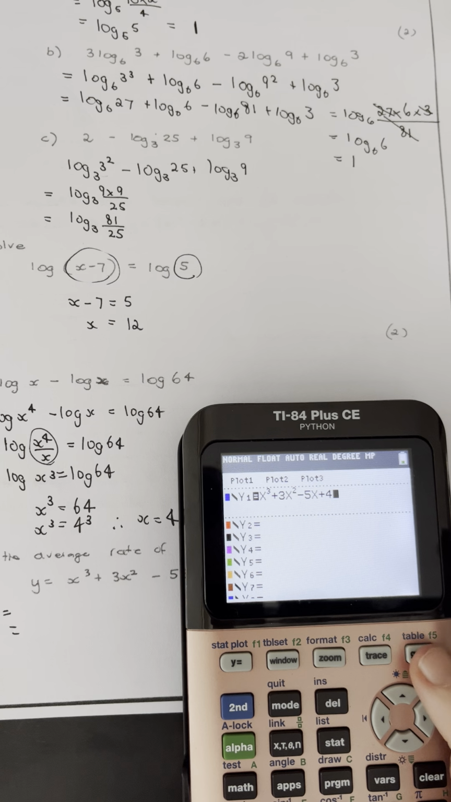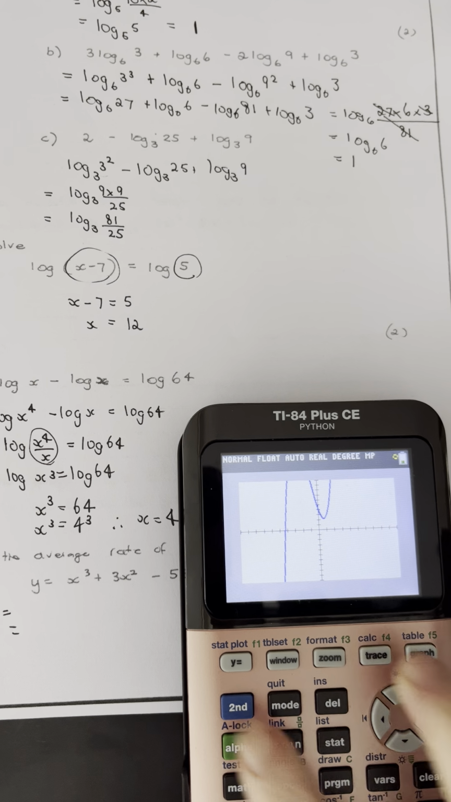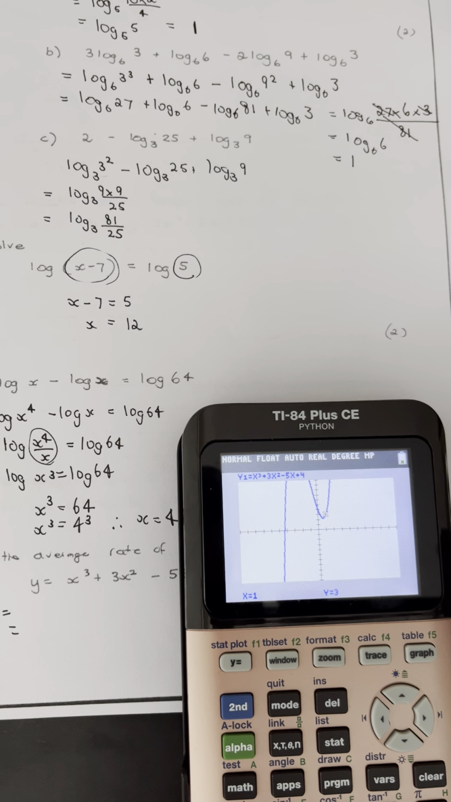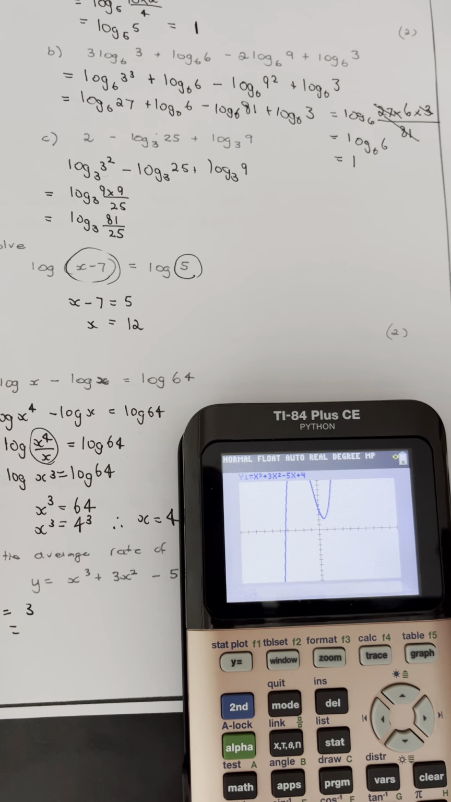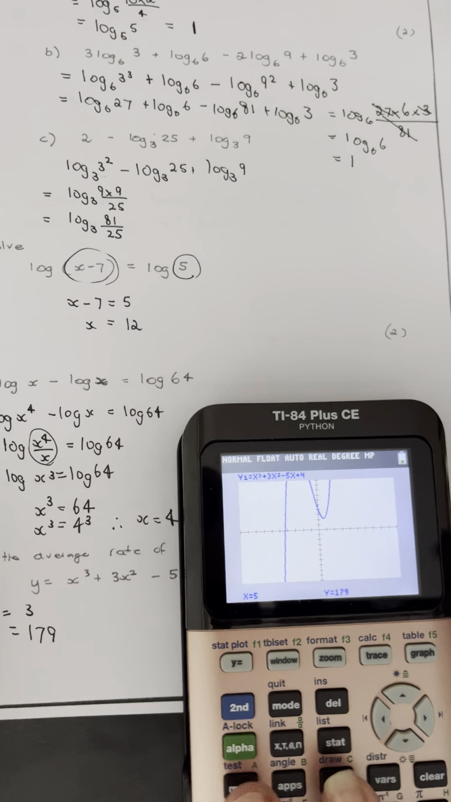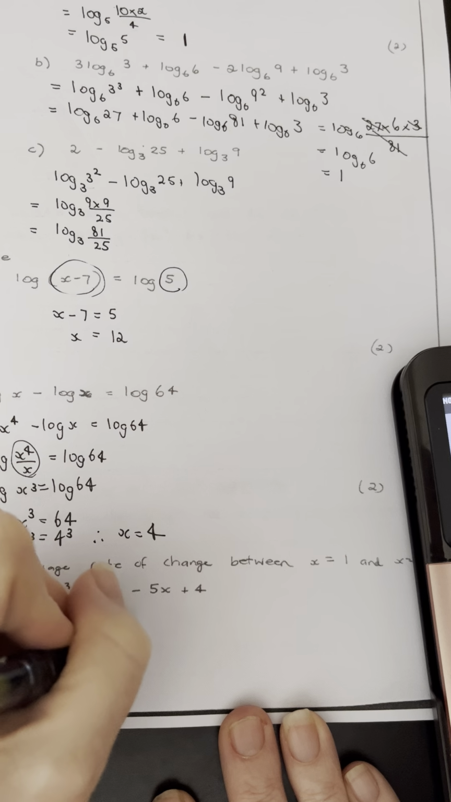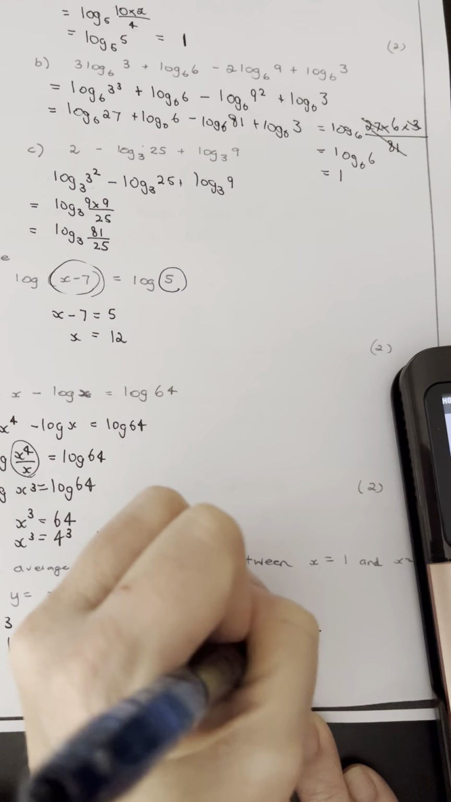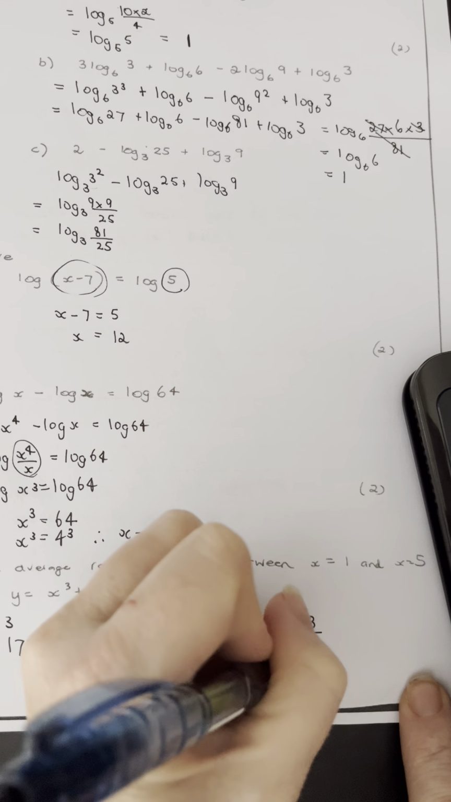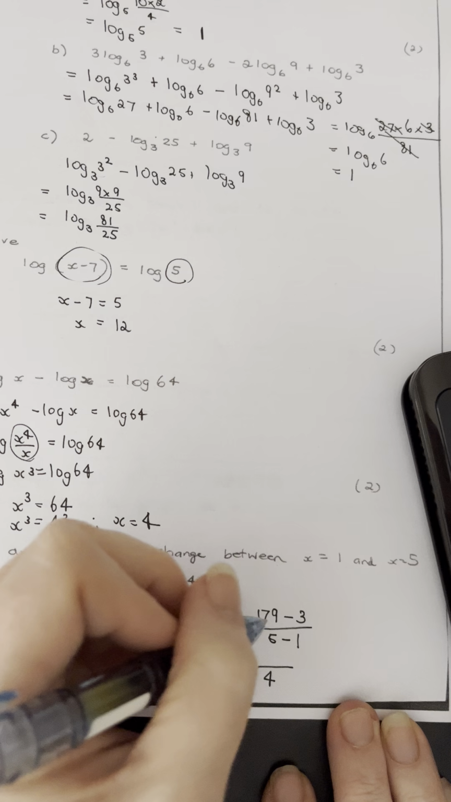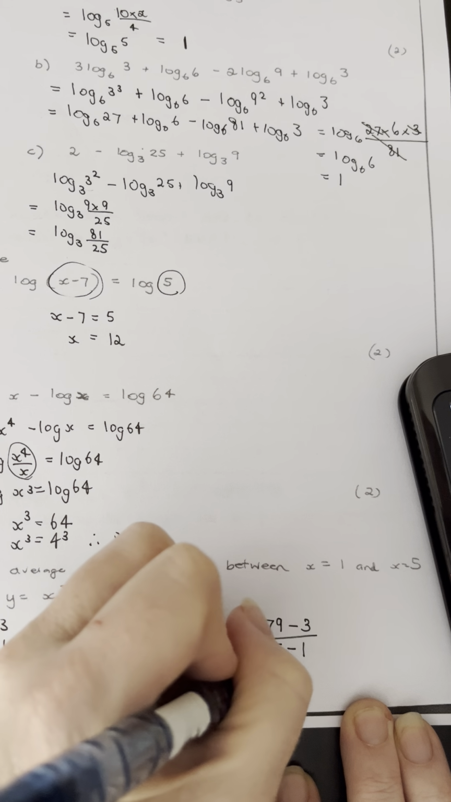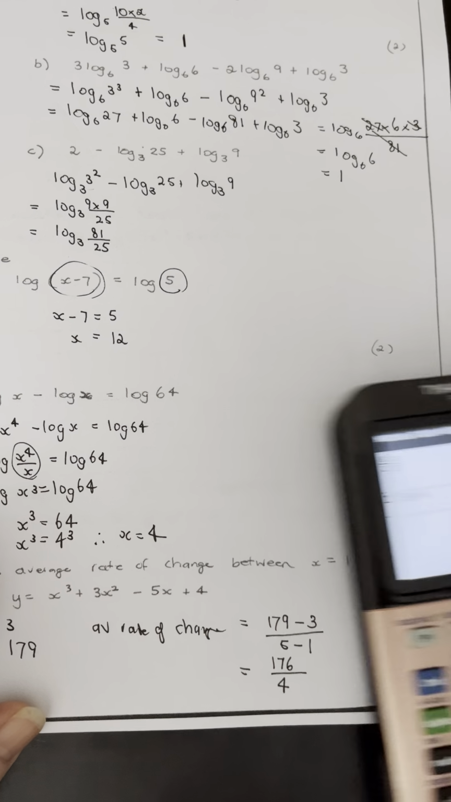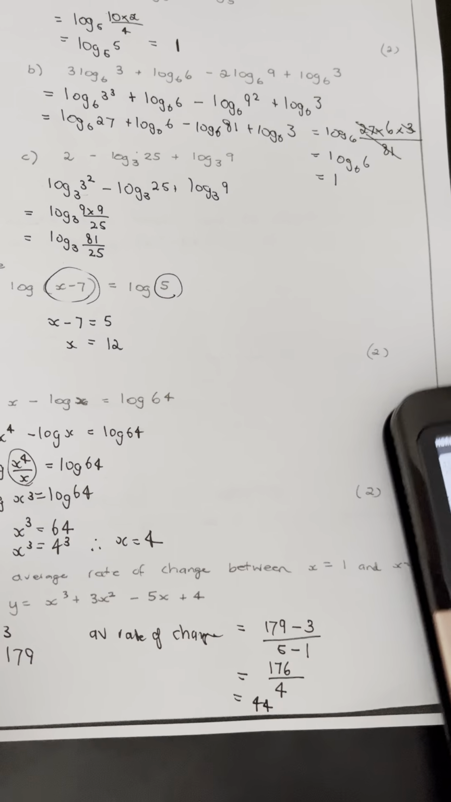So I've got that into my calculator, graph it, and I want to find second trace value. I'll put in 1, so I get 3, and then I'll put in 5, I get 179. So when I do my average rate of change, it's going to equal that 179, take 3 over, and we've gone between 5 and 1, so 5 take 1 is 4, and 179 take 3 is going to give me 176. So 176 divided by 4 gives me 44 as my average rate of change.